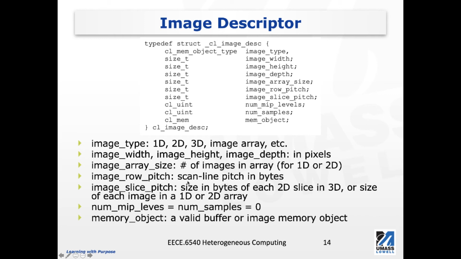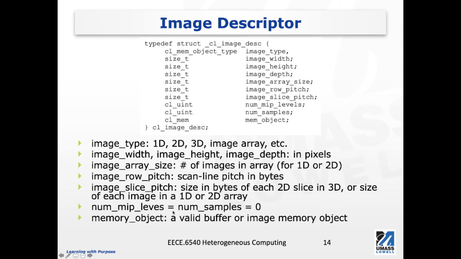And then we have another parameter called row pitch. This is the scan line pitch in bytes. That is to say that for each row in the image, how many bytes we're talking about. And we have image slice pitch. It is to refer to the size in bytes of each 2D slice in the 3D, or the size of images in 1D or 2D array. So this essentially is the number of bytes you need to describe the images in this 2D slice, or the size of each image in a 1D or 2D array.